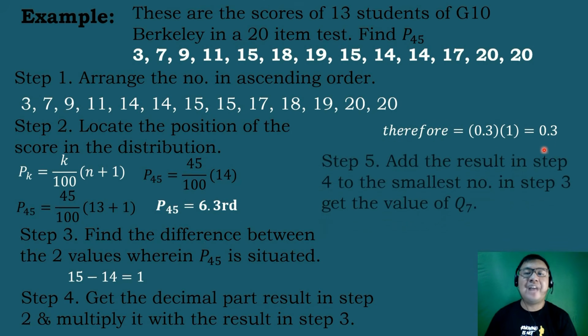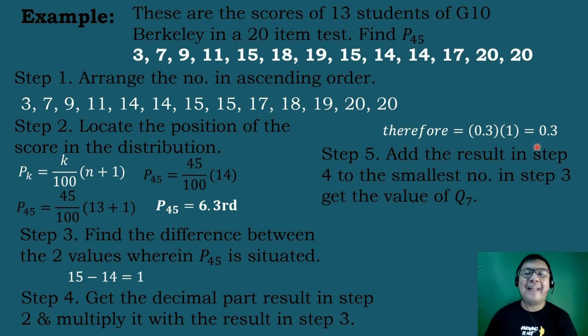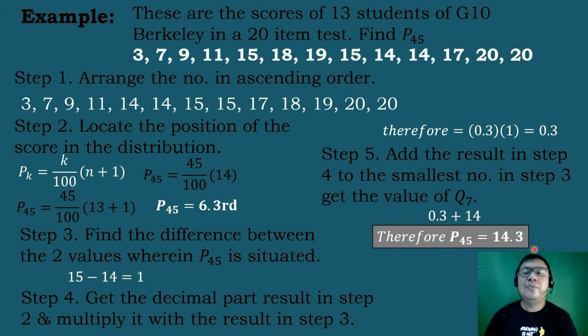And then after that, for the last step, we will add the result of step 4 to the smallest number in step 3. So we have the result in step 4 that is equal to 0.3, and for the smallest number in step 3 we have 15 and 14, so the smaller one will be equal to 14. So we have 0.3 plus 14, and that is equal to 14.3. Therefore, the value of percentile 45 is equal to 14.3.